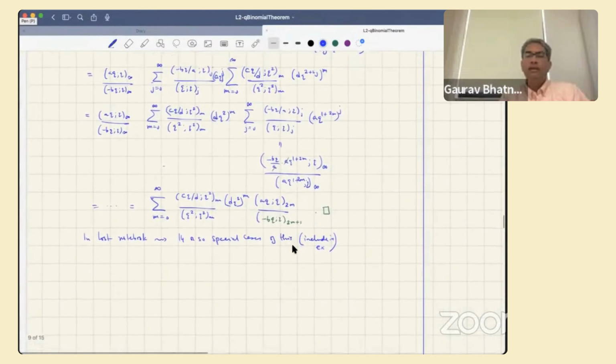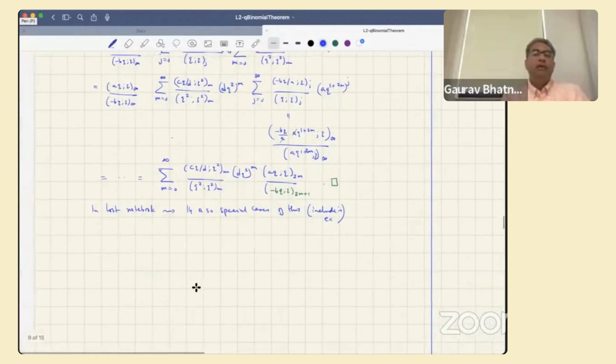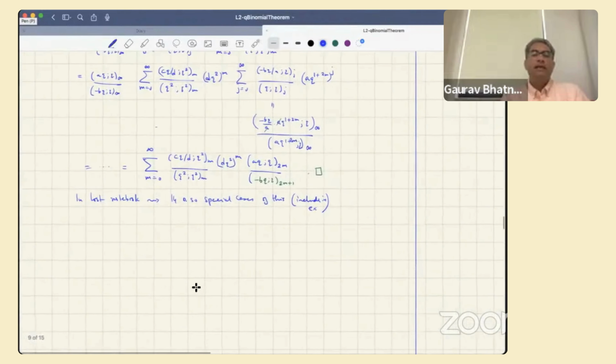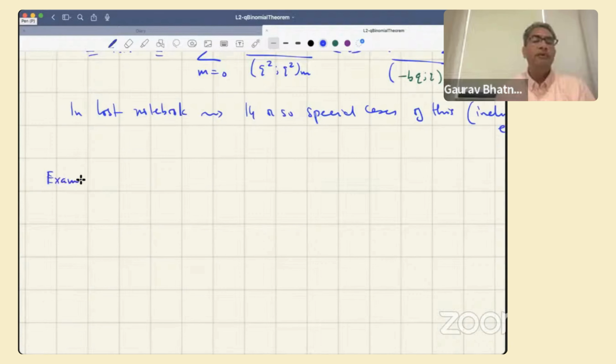And this is what Andrews and Berndt call the Heine's method. And this gives a lot of special identities, and I'll include some in the exercises so that you know what they are. So here's one example from Ramanujan before we close.